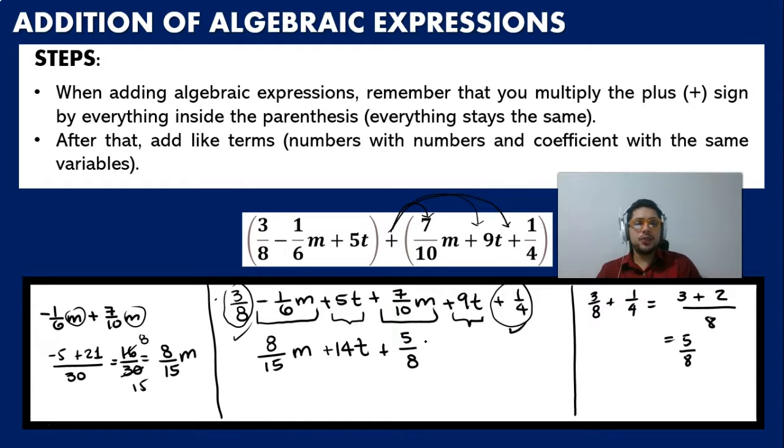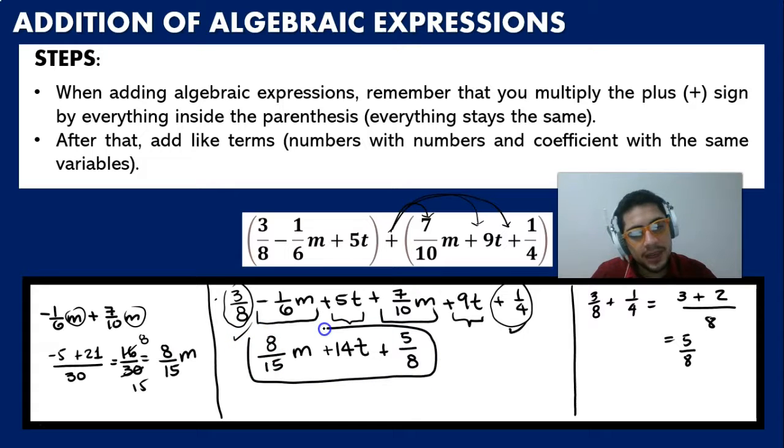So in this case, guys, we saw that we have 3/8 and 1/4. They are both numbers, so they can be added. We have minus 1/6 m and 7/10 m, right? So minus 1/6 plus 7/10, we solve that, and that gives us 8/15, because they have different signs. They have to be subtracted, and you put the sign of the highest one, which is 7/10, and the value of m. And then 5t and 9t is very, very easy. You just put 5 plus 9 is 14 and t. And that is going to be your answer because you cannot further simplify it.